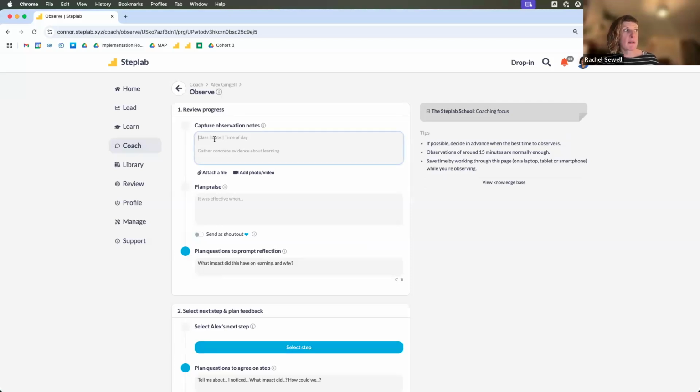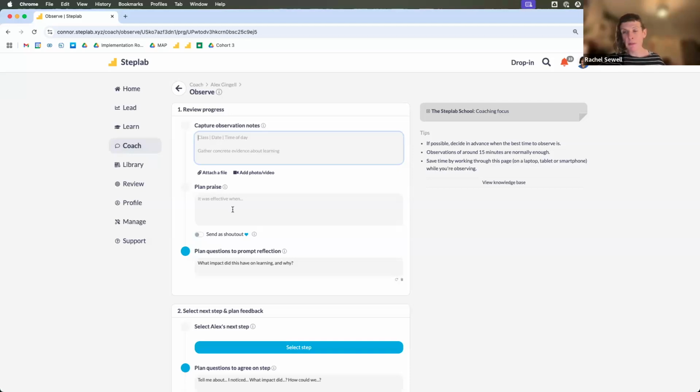So the first thing that I'm doing is I'm trying to capture observation notes. What we mean by that is concrete evidence about learning that's happening. So I'm thinking, what are students doing? What are they saying? What are they writing? What are they thinking? What's the teacher saying? What's the teacher displaying? What are the resources like? And I'm trying to capture really concrete evidence. And normally I'm going to write notes in that box. I might also supercharge that by taking photos of students' work or taking a video.